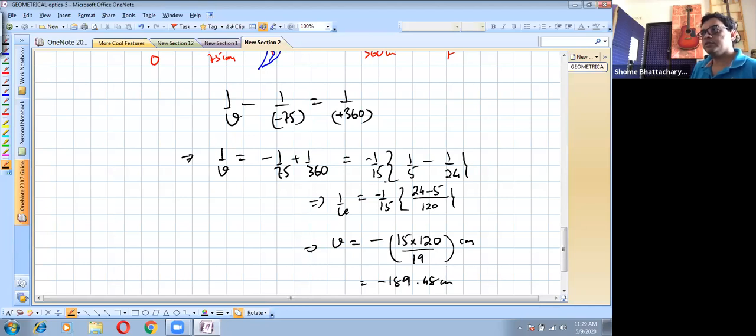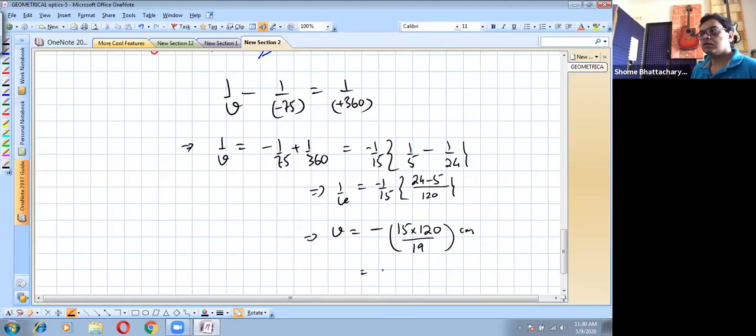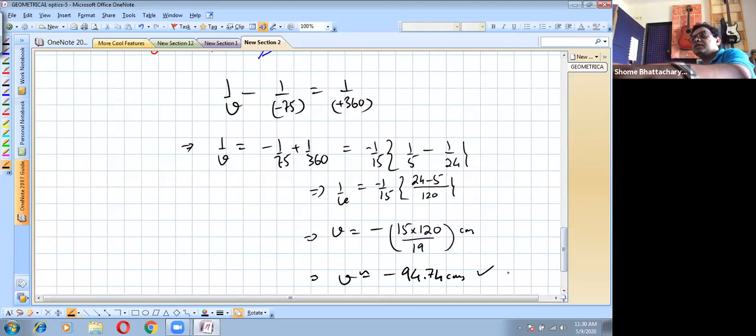Something wrong with my calculation here. Wait. Yes, this should be 94.74. Just make a correction here. Something like this. Okay, so this is V. Now this also shows that it is a virtual image.